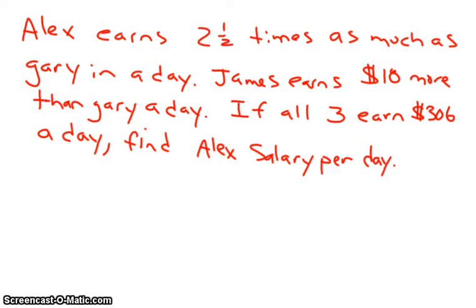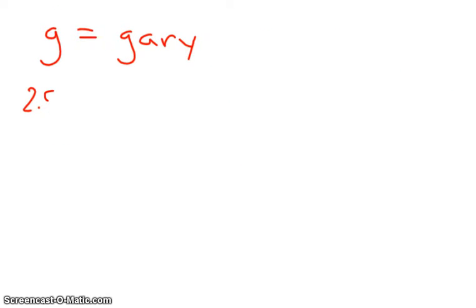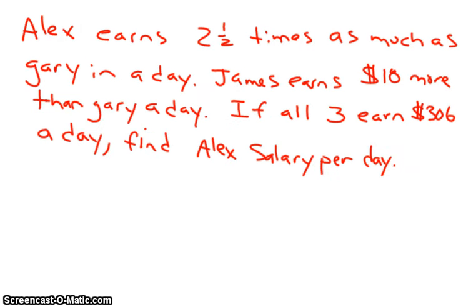So Alex earns 2.5 times as much as Gary in a day. James earns $18 more than Gary a day. If all three earn $306 a day, find Alex's salary per day. So Alex is 2.5 times as much as Gary. So I have G equals Gary. Let's go back, and we know that Alex earns 2.5 times as much as Gary. So 2.5G equals Alex.